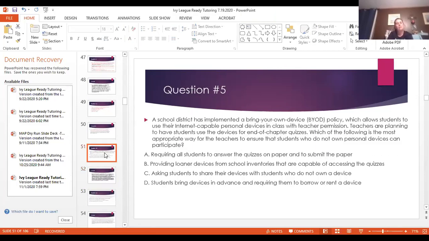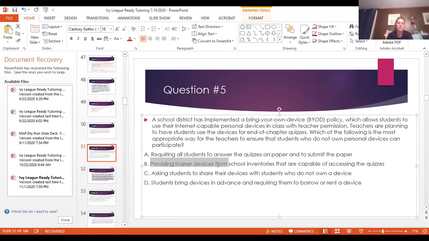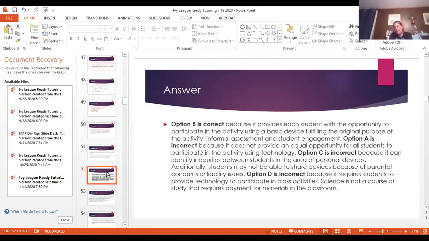So if we said B, we're absolutely correct. Providing loaner devices from school inventory, right? That would be equitable. That means everybody will be able to use a technological device, right? That would be equitable. So if we said B, we were absolutely correct. It provides each student with the opportunity to participate in the activity using a basic device, fulfilling the original purpose of the activity.